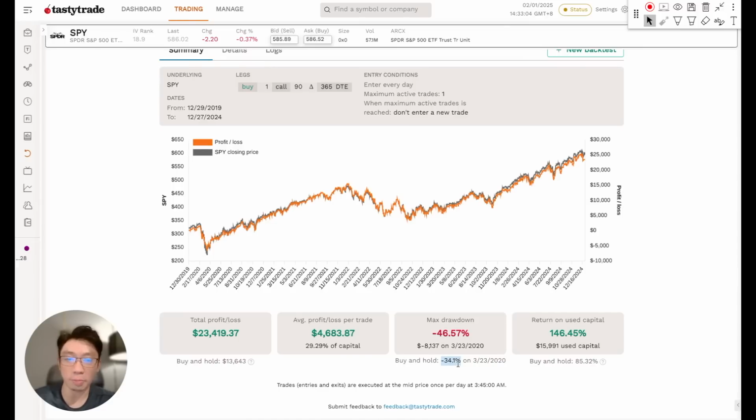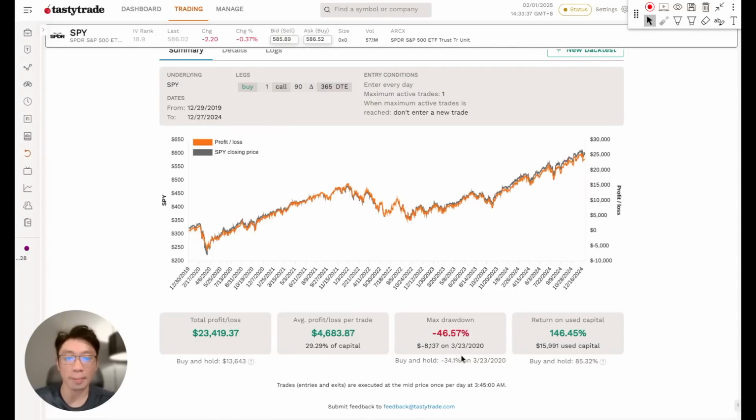This makes sense because a LEAP is a leverage tool. You get a higher profit, but of course, at the same time, you get a higher drawdown. Over here, it shows your return on used capital. The return is 146.45%, and over the same period, if you buy and hold SPY, the return is 85.32%. So this is where you can see the LEAP has an edge because it's a leverage tool.